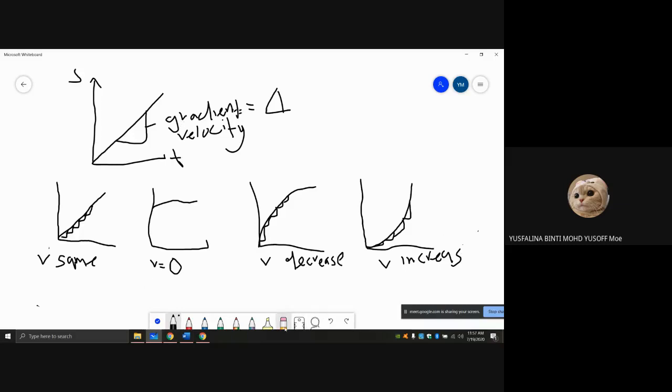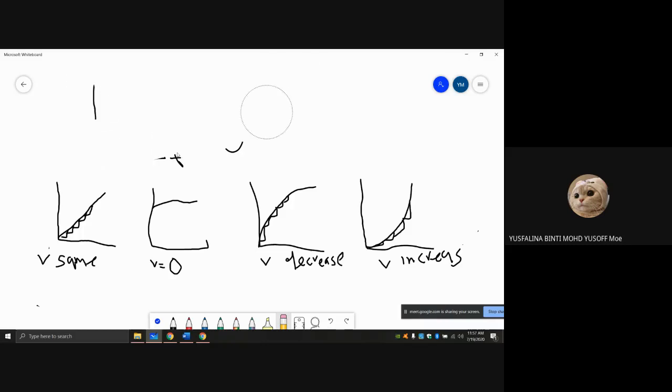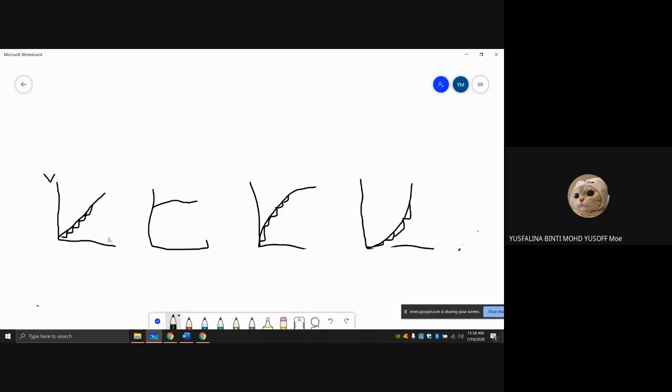Okay, so the second graph is the velocity against time. Same also, still got 4 types of graph like this, but the axes here are velocity against time. And then you know the gradient actually represents the acceleration. Same method, just draw a triangle.